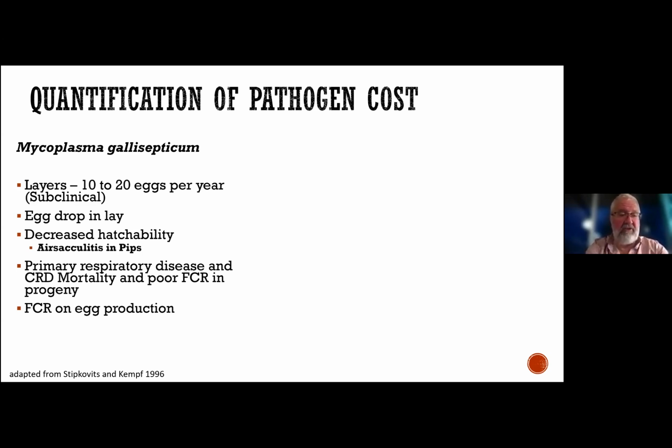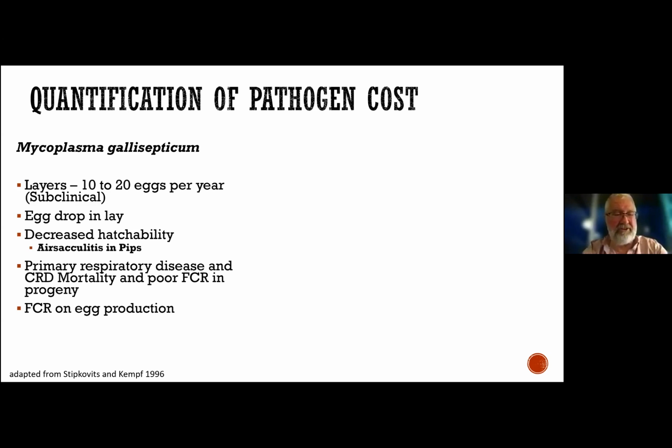The egg drop syndrome is when birds get infected during lay. You see 2 weeks of production going down, maybe 20 or 30%, and then coming back up again over a month. Decreased hatchability is an interesting one, and this is associated sometimes with air sacculitis in pipped embryos, and I'll show you a little bit about that later on.